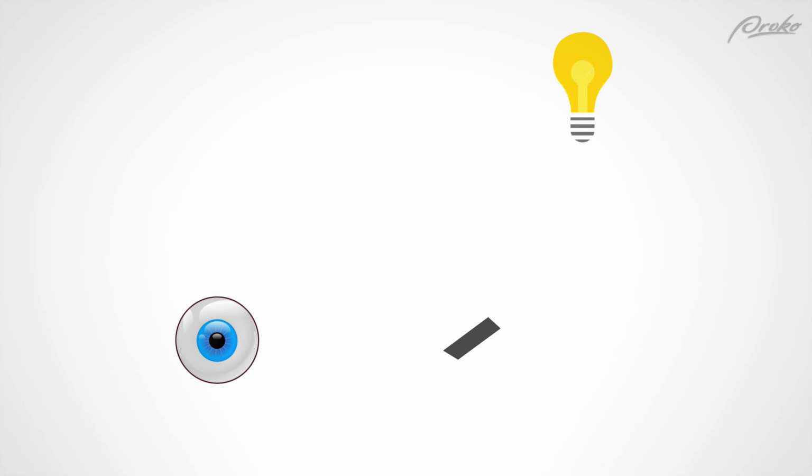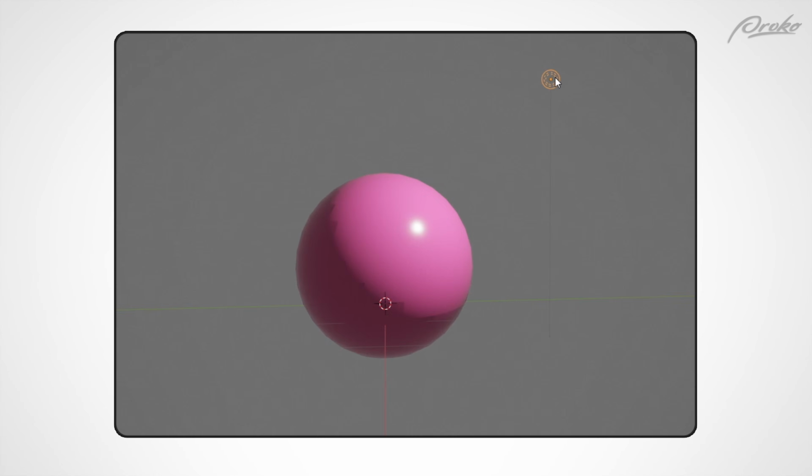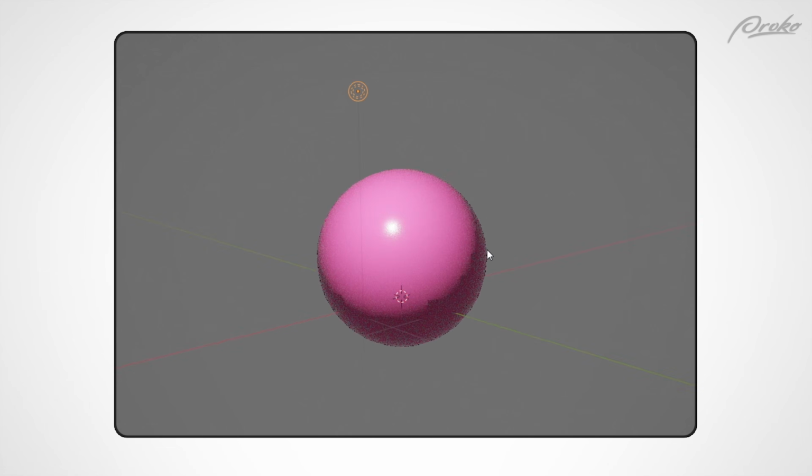Highlights. A highlight is a direct reflection of the light source. A beam of light shines from the light source off the object and directly into your eye. So the location of highlights depend on the viewing angle in relationship to the light's position in space. I know that's a mouthful.